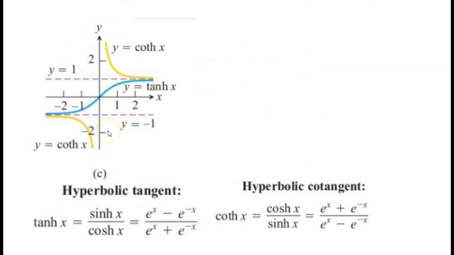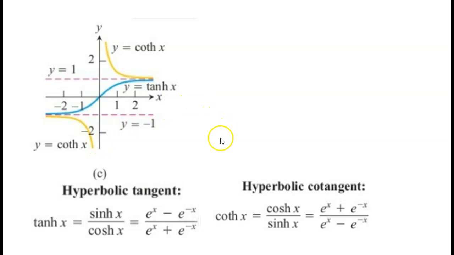In this picture, we can see both the hyperbolic tangent function here in this aqua blue and the hyperbolic cotangent function here in yellow divided into two pieces. Again, when the hyperbolic tangent function is 0, its reciprocal function, hyperbolic cotangent, will have a vertical asymptote.